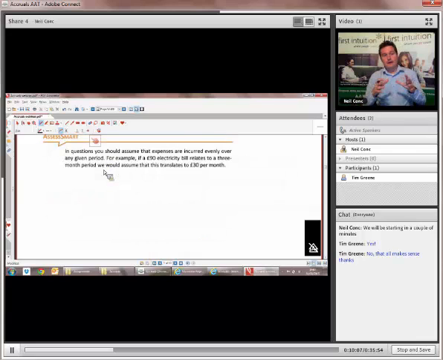So the good point here is, unless you're told otherwise, and I have seen it once in one of the AAT mock exams, assume that everything accrues equally through the year. So a £90 electricity bill related to 3 months will be £30 per month. It is very, very unlikely that it will be any different.